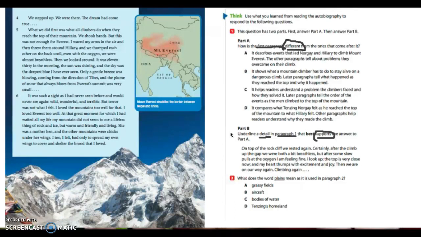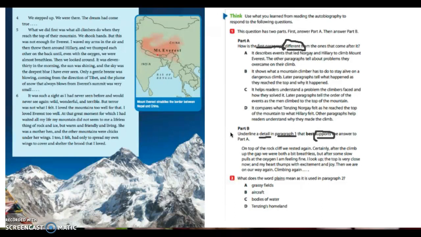The sun was shining, and the sky was the deepest blue I have ever seen. Only a gentle breeze was blowing, coming from the direction of Tibet, and the plume of snow that always blows from Everest summit was very small. Paragraph 6. It was such a sight as I had ever seen before and would never see again. Wild, wonderful, and terrible. But terror was not what I felt. I loved the mountain too well for that. I loved Everest too well.